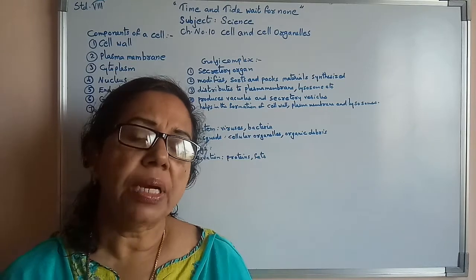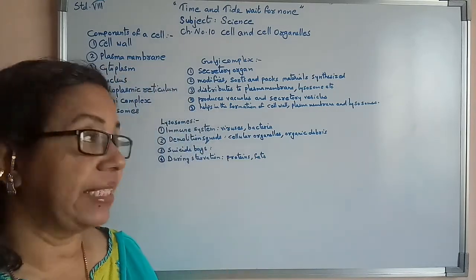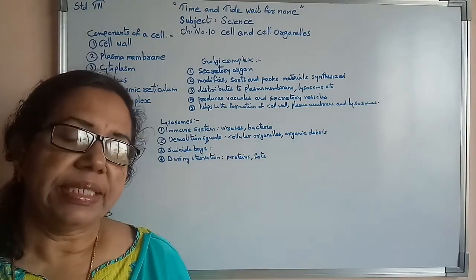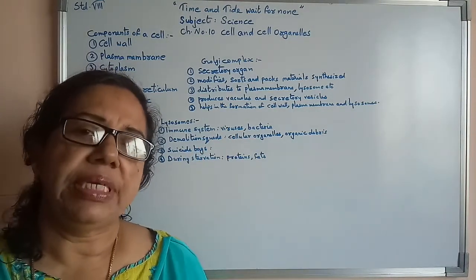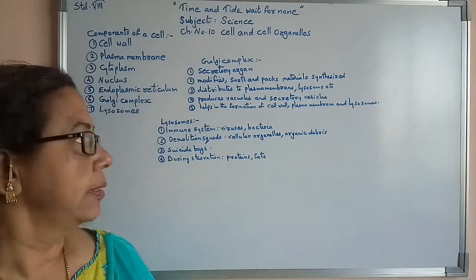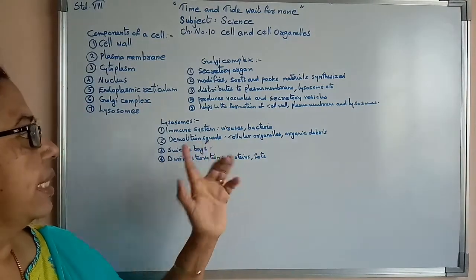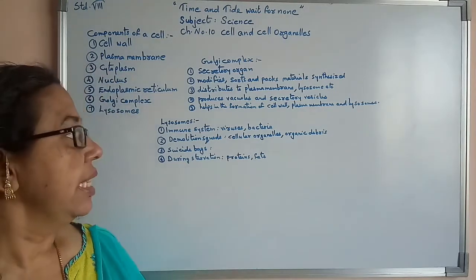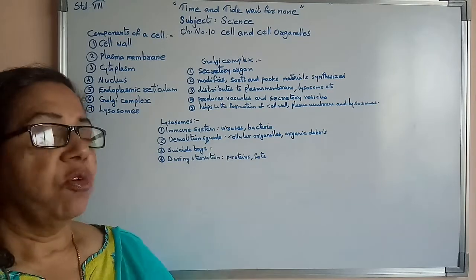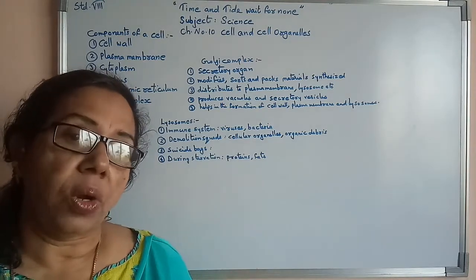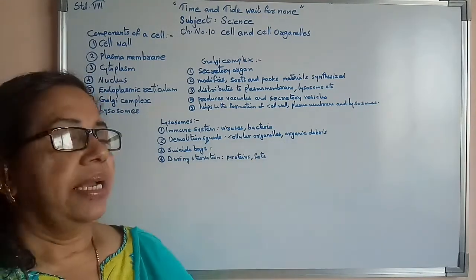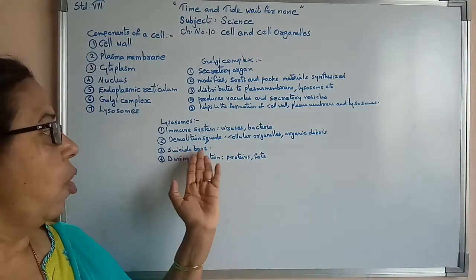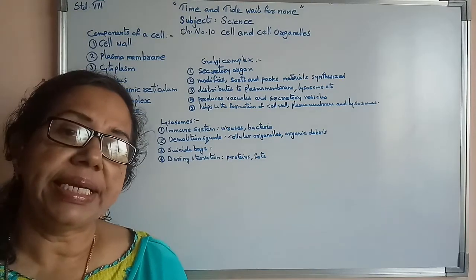They have a big role in the immune system. They destroy viruses and bacteria which attack the cells. They are known as demolition squads because they destroy worn out cellular organelles and organic debris. They are also known as suicide bags.